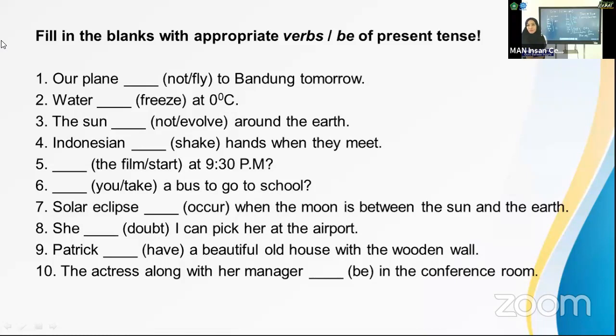And then next questions will be answered by Zarifah. Hello Zarifah. Hello, Ustazah. Hi, so please try to answer number 9.